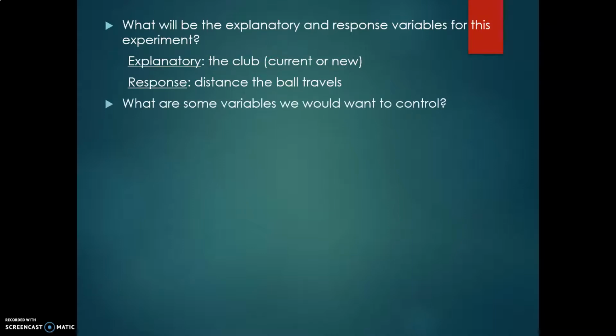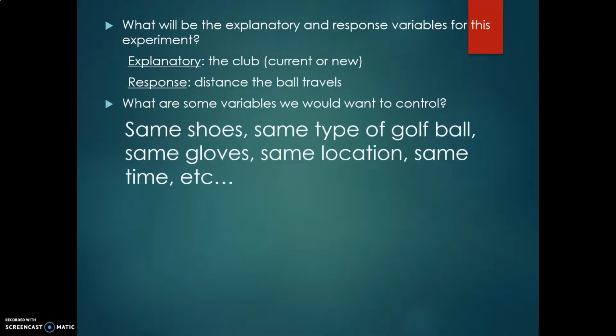So what are some of the variables that we want to control? If you start to think about it, hopefully you can come up with at least a couple in your head. If you've never golfed before, maybe some of these things you wouldn't know. A few things that we want to take a look at: you'd want to make sure he's wearing the same shoes when he swings each club, that he's hitting the same exact kind of golf ball, that he's wearing the same golf gloves if he's using them, and that he's hitting from the same location, around the same time, to try and keep all the variables that we can consistent.